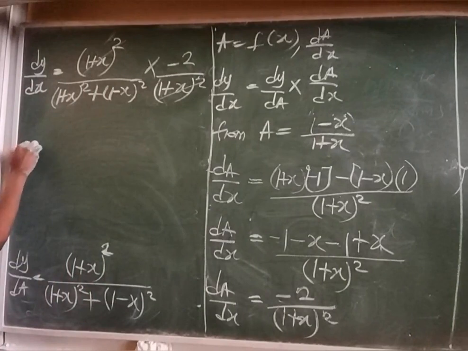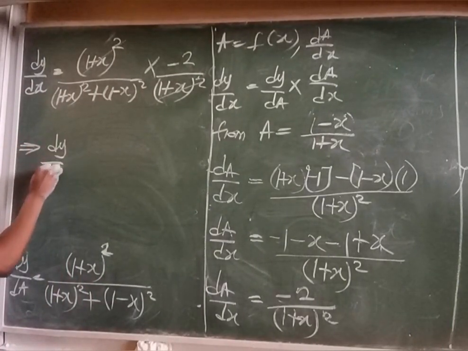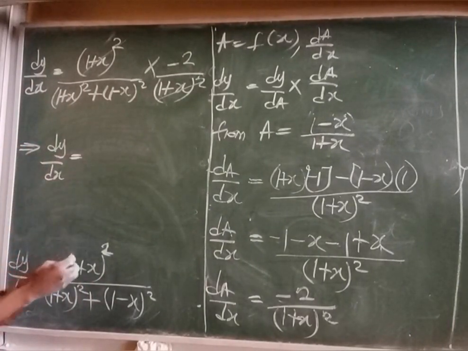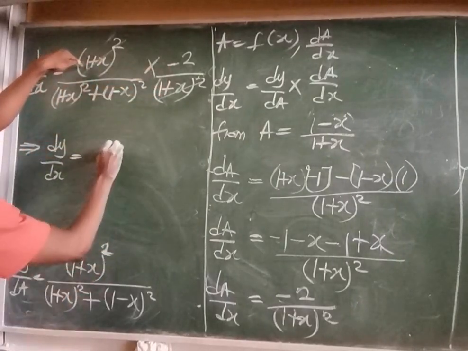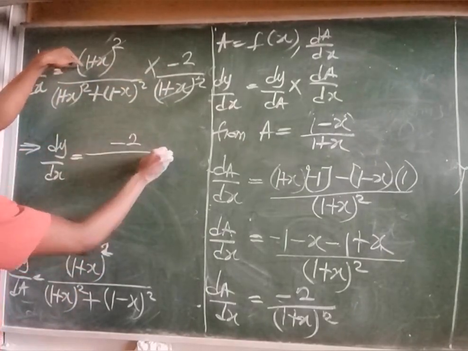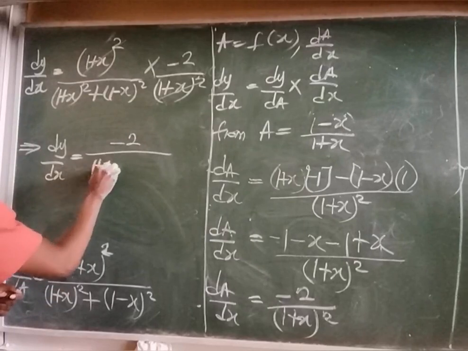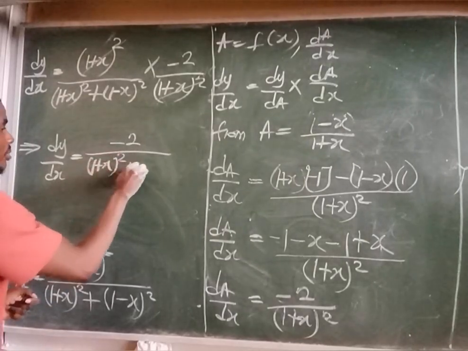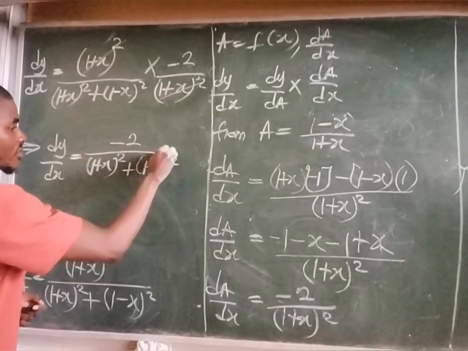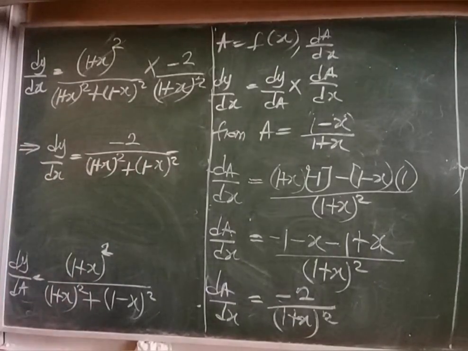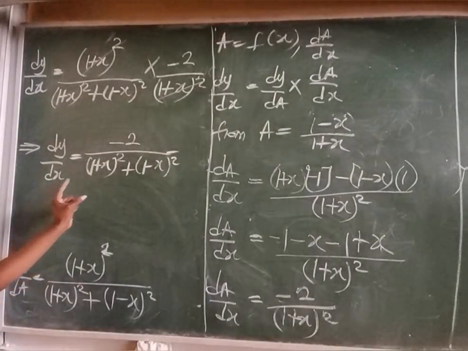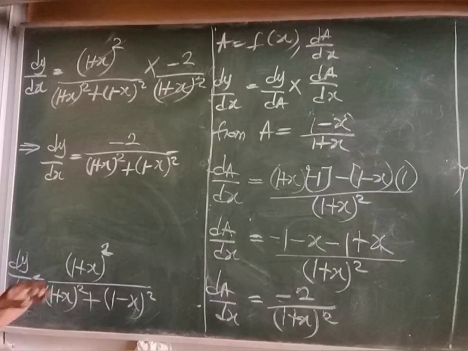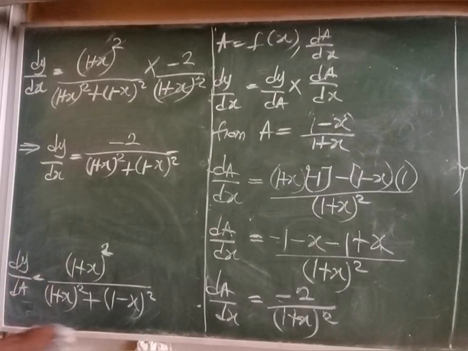So this simply means that dy/dx is actually what? So I'm left with minus 2 here, becomes minus 2 all over (1 plus x) all squared plus (1 minus x) all squared. Okay, so you may wish to leave your answer like this, or you may wish to actually expand the brackets and get a value. All right, but let's expand the bracket and see what we're going to obtain.